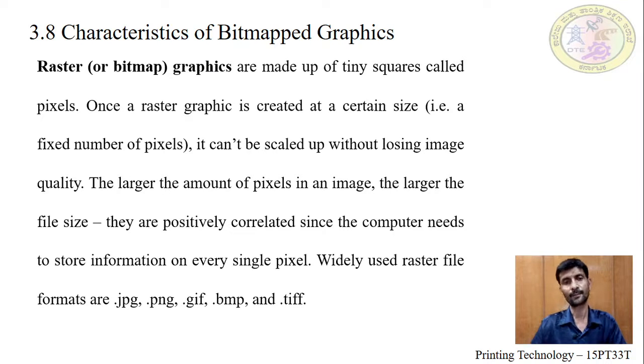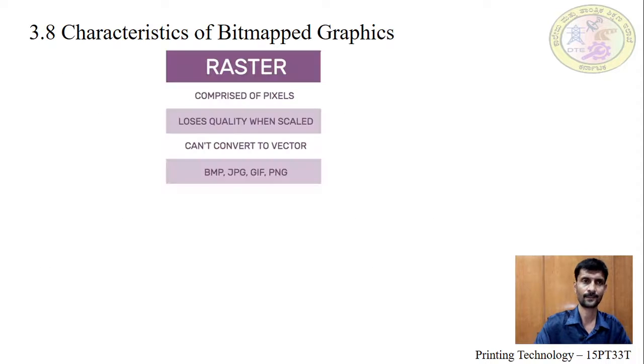The larger the number of pixels in an image, the larger the file size. Once it is created in a size, the computer needs to store the information of every single pixel. Widely used raster file formats are .jpeg, .png, .gif, .bmp and .tiff. The .jpeg, .png and .gif are used for photo applications as well as web applications. Sometimes bitmap and TIFF are used for printing applications.